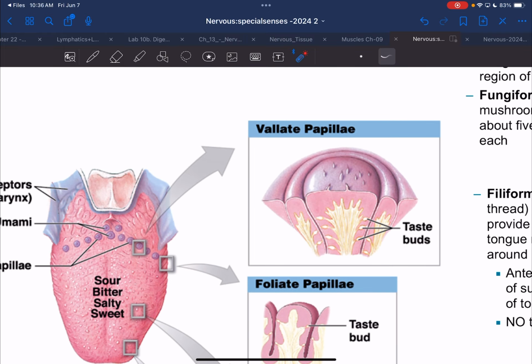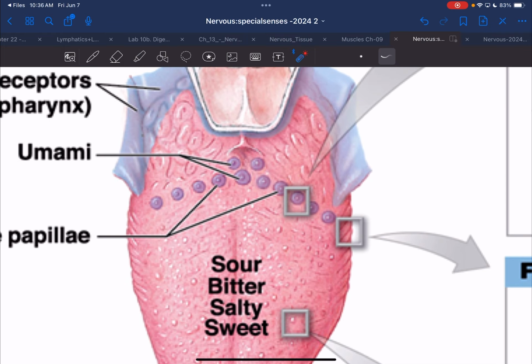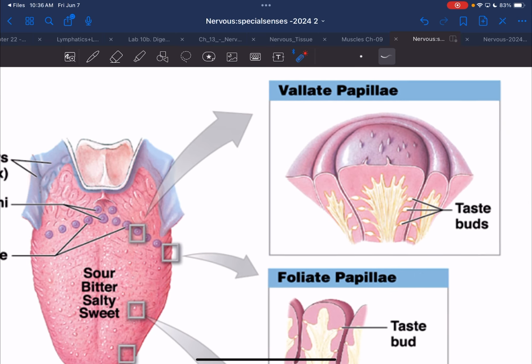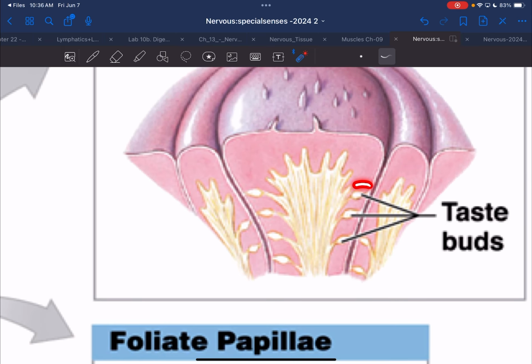And so that's why these are called vallate papillae, because they are all arranged. You can see these when you look in the mirror and look back at the base of your tongue, or the root of your tongue. You'll be seeing these very receptors there. And we're going to zoom in on the next page to see what exactly taste buds are.